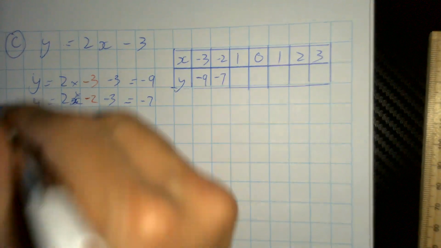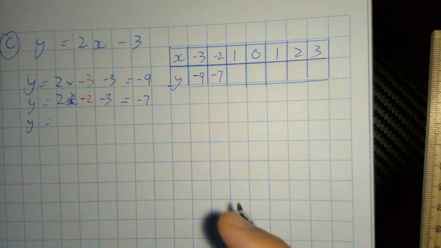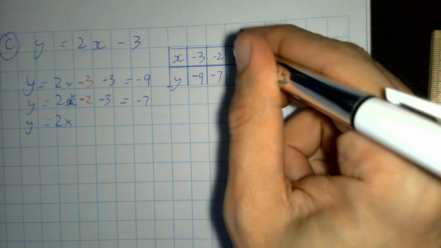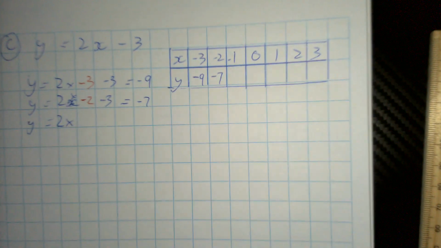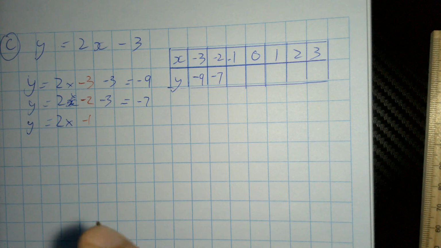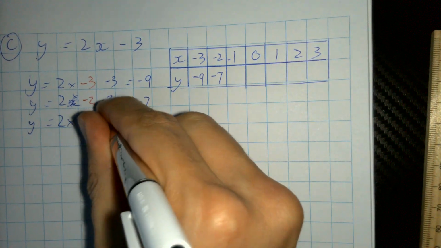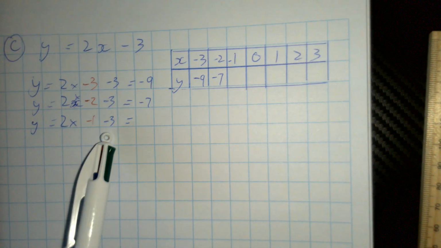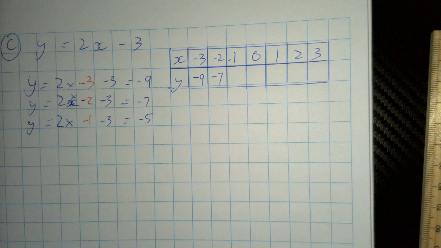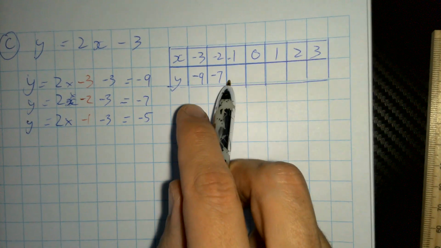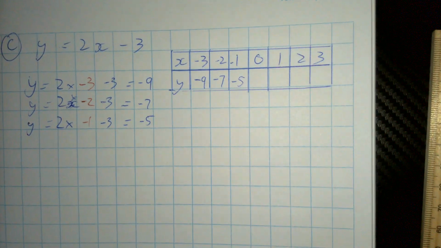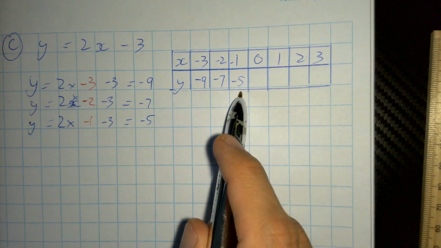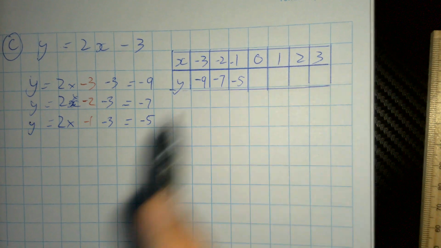Okay, one more. y equals 2 times, or up to minus 1, sorry. Minus 1. Take 3 equals 2 times minus 1 is minus 2. Take 3 will make minus 5. Therefore, my minus 5 goes over here. Do we notice a pattern? I think it's going up by 2 every time. I'm going to do one more just to make sure.